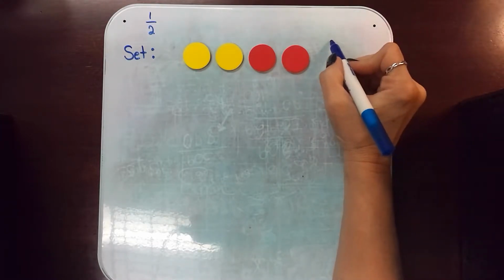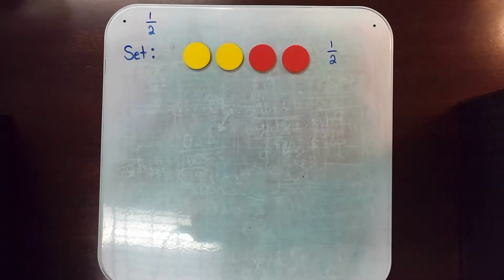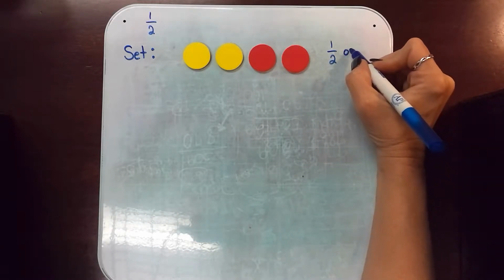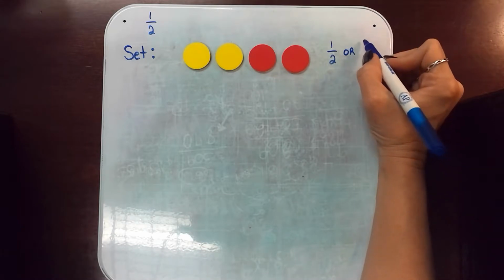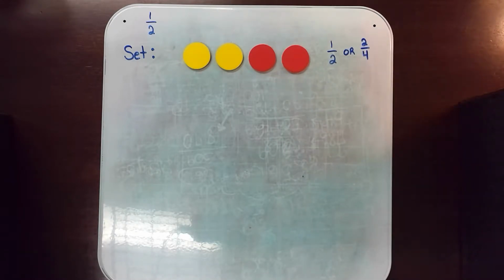One of them is 1/2, because I have 4 counters. 2 of them are yellow, so that is half of 4, right? So it could be 1/2, okay? I also could have students say, well, Miss Greer, it is 2/4 yellow because I have 4 counters and 2 of them are yellow.